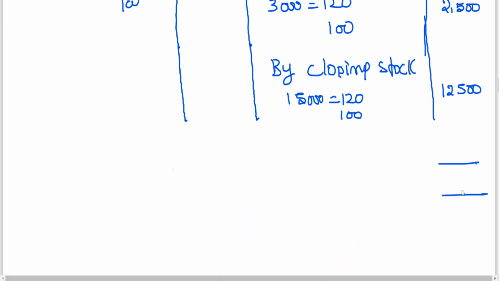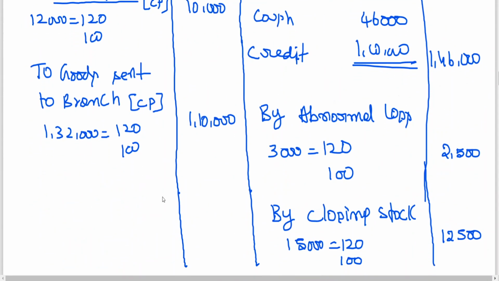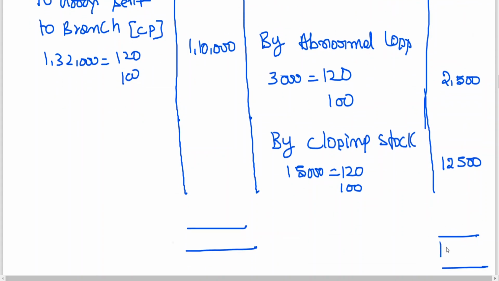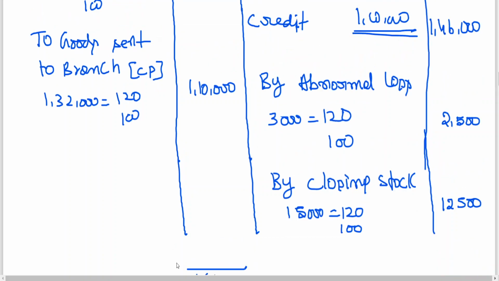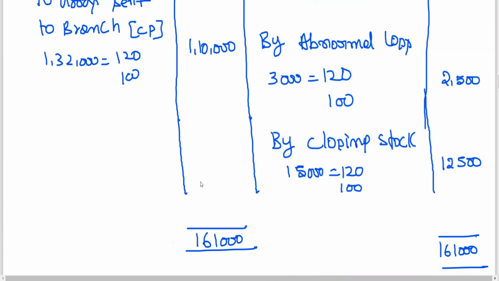Now you can find out gross profit or gross loss. I think right side is showing more. 1,46,000 plus 2,500 plus 12,500 is coming to 1,61,000. 1,61,000 minus 1,10,000 minus 10,000 is coming to 41,000, which is gross profit.